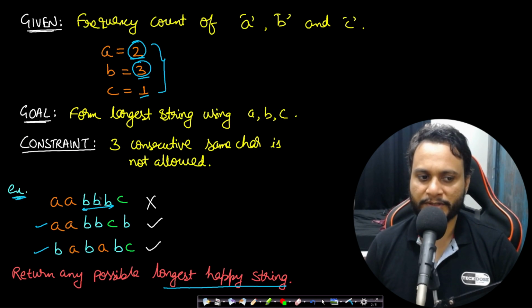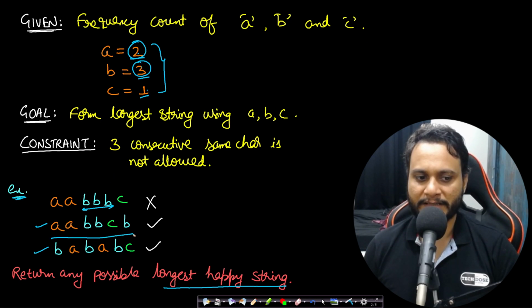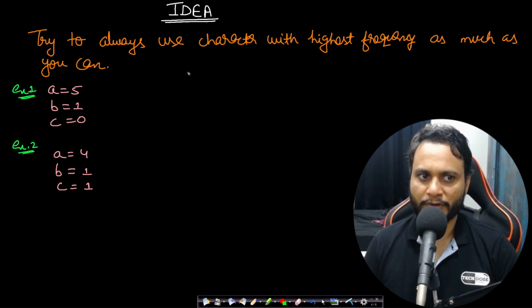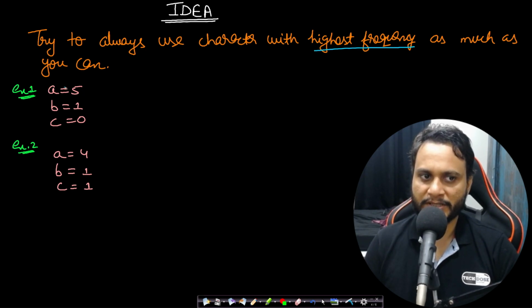But if you look at the first example that we saw, the total frequency was 3 plus 2, 5 plus 1, 6. And we got a length 6 answer as well. So you can have the longest possible happy string length as less than or equal to A plus B plus C's frequency, right? Now let's look at an idea to solve the problem. We will always try to use the character with highest frequency as much as we can, because we are trying to maximize the length of the happy string.